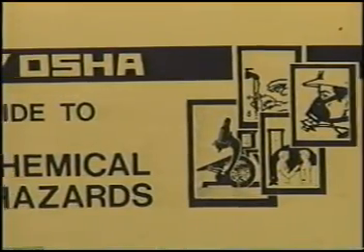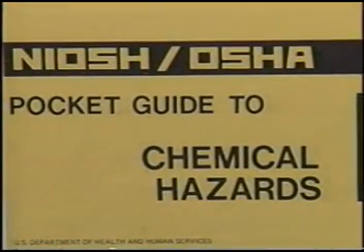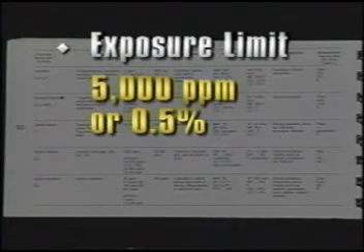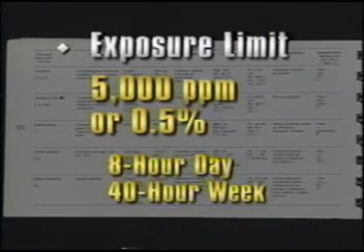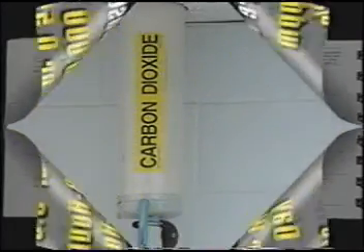How much carbon dioxide is safe? According to OSHA, the United States government's Occupational Safety and Health Administration, the permissible exposure limit for carbon dioxide is 5,000 parts per million, or 0.5% time-weighted average. That's the acceptable concentration for an 8-hour workday and 40-hour work week, at which nearly all workers may be repeatedly exposed, day after day, without adverse effect.